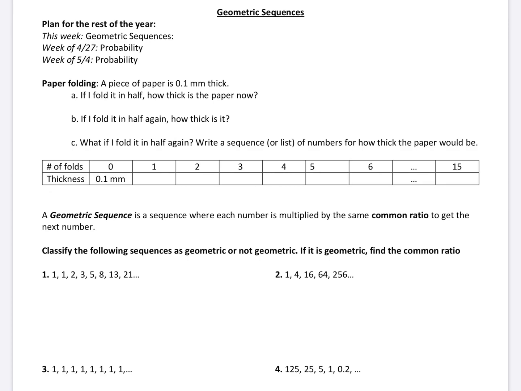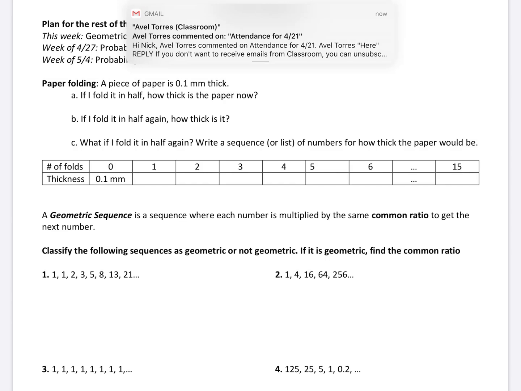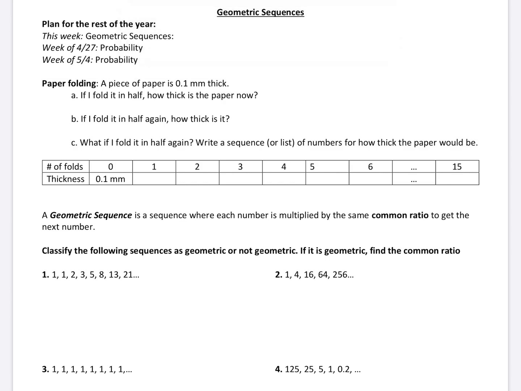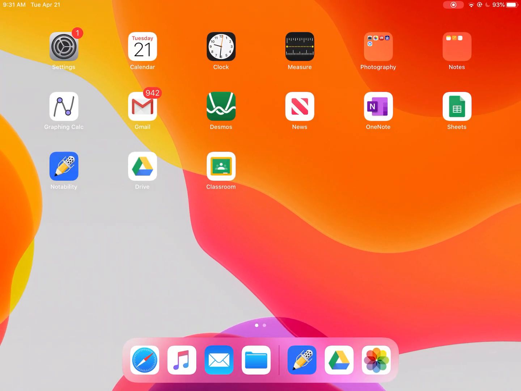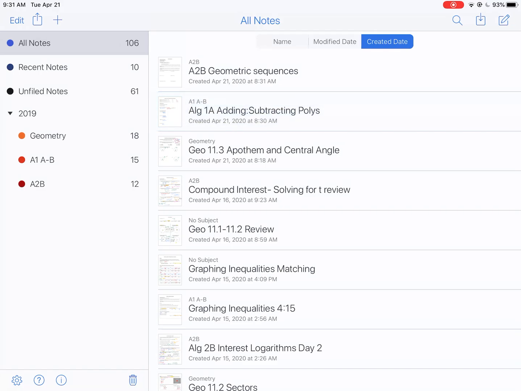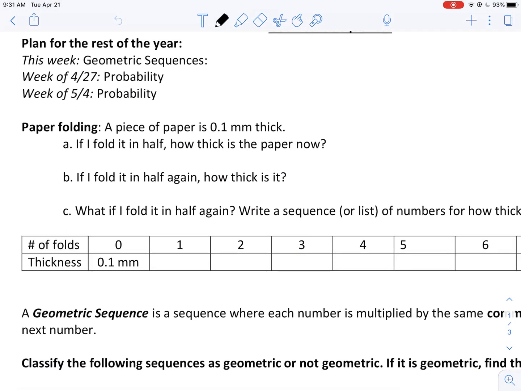Our first question today, I just wanted to try some paper folding. If a piece of paper is 0.1 millimeters thick, and I fold it in half, how thick is that paper now? You can try this if you really want to. If I fold this paper in half, then I end up with 0.2 millimeters thick.